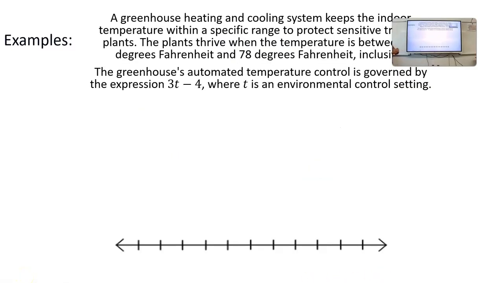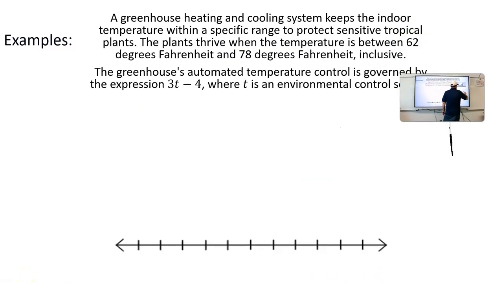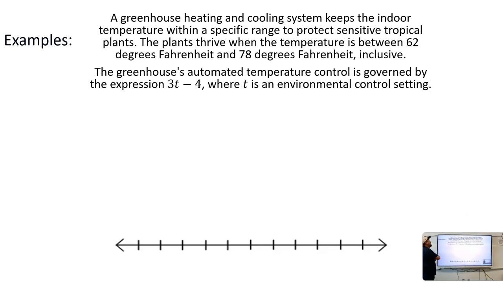So for our first example, we have a greenhouse heating and cooling system that keeps the indoor temperature within a specific range to protect sensitive tropical plants. The plants thrive when the temperature is between 62 degrees Fahrenheit and 78 degrees Fahrenheit, inclusive. That means it can be 62, it can be 78, or it can be anything between those. The greenhouse's automated temperature control is governed by the expression 3t minus 4, where t is an environmental control setting.